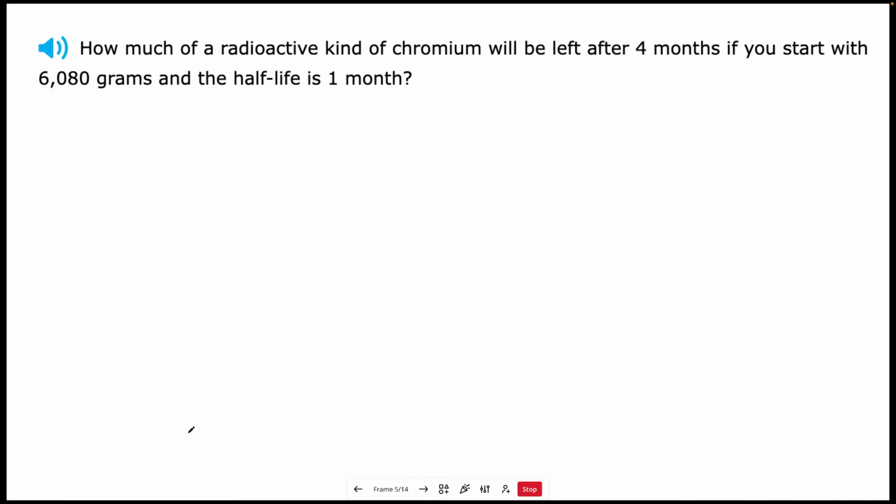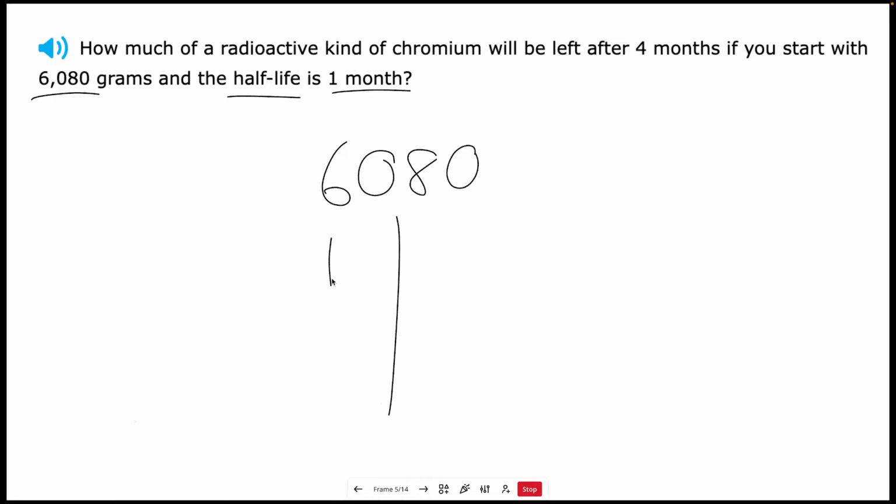If you want to pause the video, I'll give you a second to read this problem. All right, now that you've read the problem, okay, there are a couple of ways to approach this. The first way, half-life, means that every 1 month, this thing gets cut in half. Okay, so we start with 6,080 grams. Okay, after 1 month, it gets cut in half.